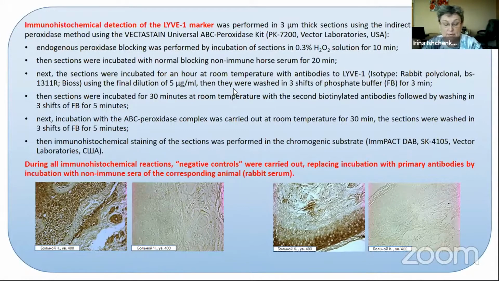The next slide provides a step-by-step description of the indirect biotin peroxidase method. But I want to say that during all immunohistochemical reactions, negative controls were carried out, replacing incubation with primary antibodies by incubation with non-immune serum of the corresponding animal, rabbit serum.